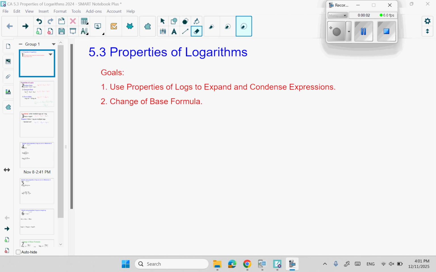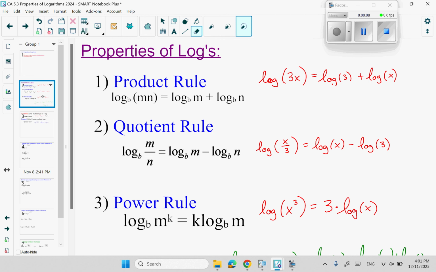Hi, welcome to College Algebra 5.3, Properties of Logarithms. So, three main properties we're going to use. What's called the product rule.